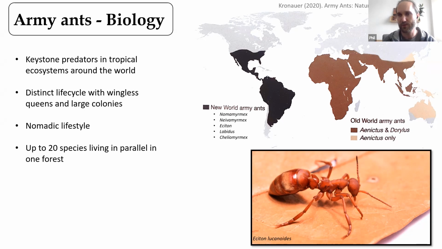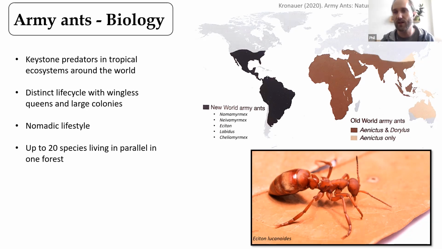So if you've been to the tropics, you probably experienced them yourself. The highest generic richness is in the neotropics. And they have a really distinct lifestyle with huge colonies, very interesting queen morphology. So I show you one picture of a queen below here. And in contrast to other ants, they don't develop wings and fly away, but actually the colony has to split up to sort of reproduce.